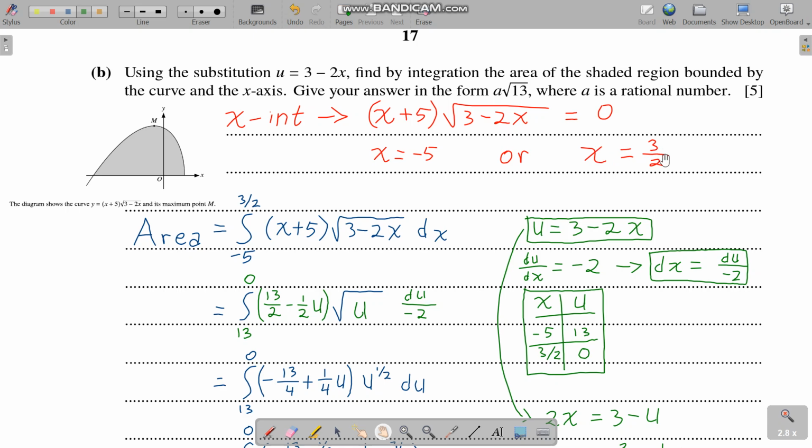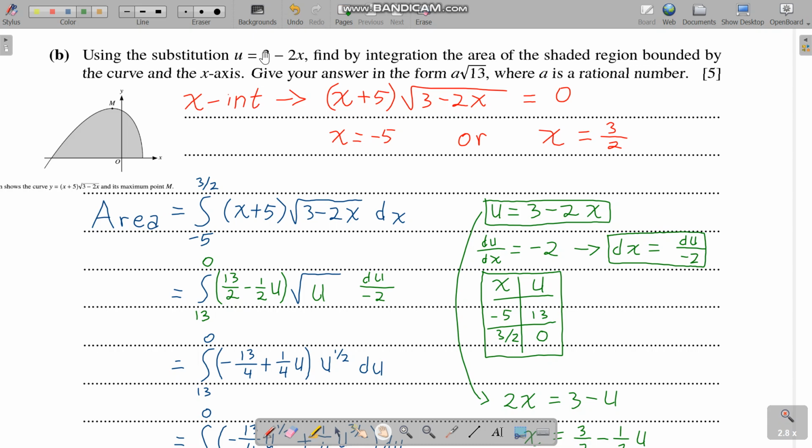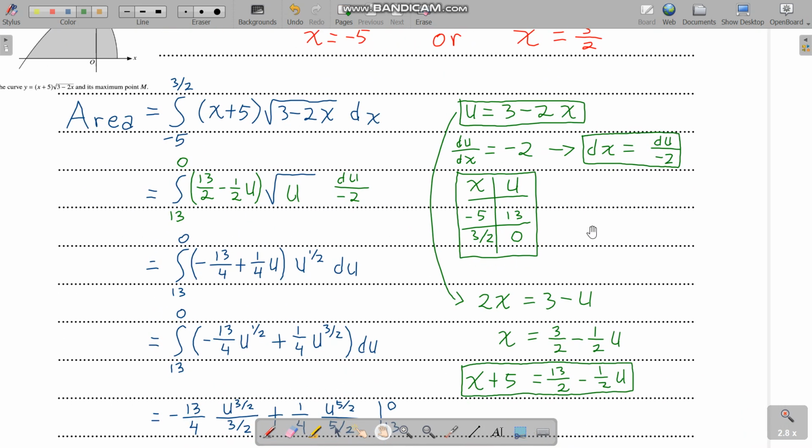So now the integral for the area is the integral from minus 5 to 3 halves of the function x plus 5 root 3 minus 2x dx. Now the substitution we have to use is u equals 3 minus 2x. So from this substitution in the instruction here, we can replace 3 minus 2x with u.